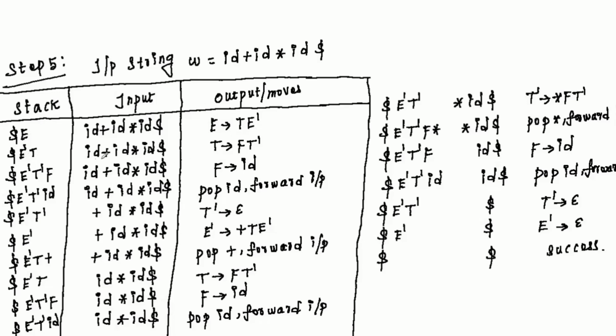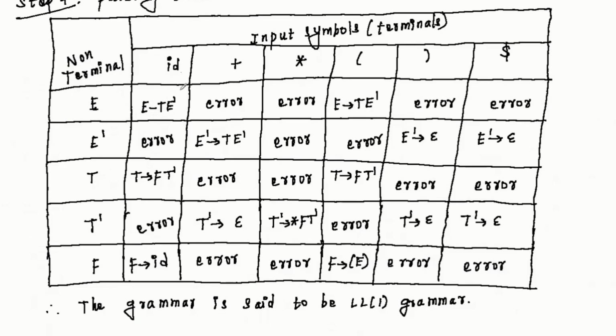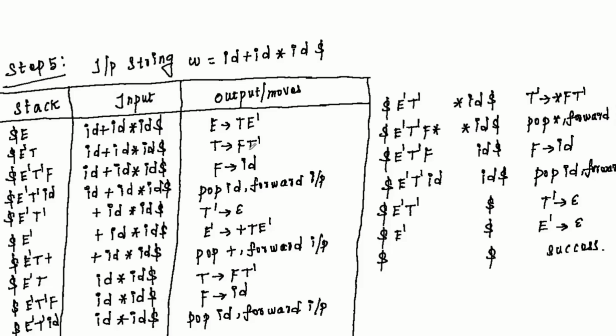Then T ID. Check the parsing table: T ID, T tends to FT dash. By replacing capital T, write the production FT dash in reverse order. Then you will get stack symbols dollar E dash T dash F, and input symbol ID plus ID star ID dollar.